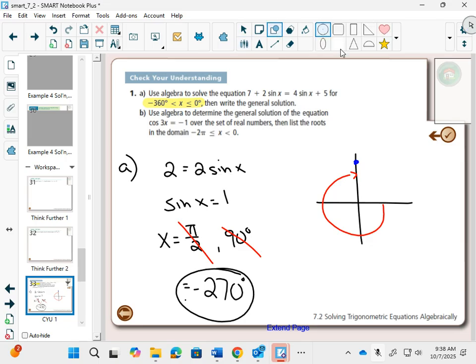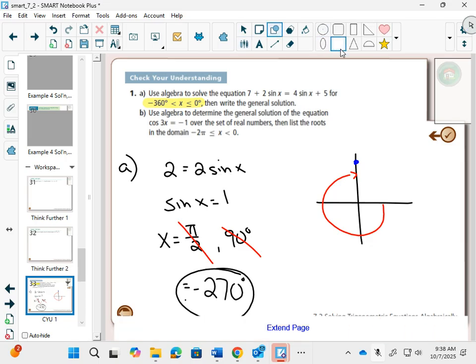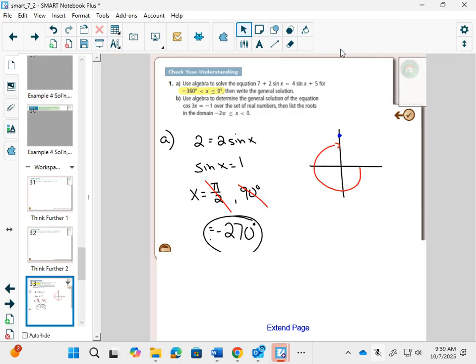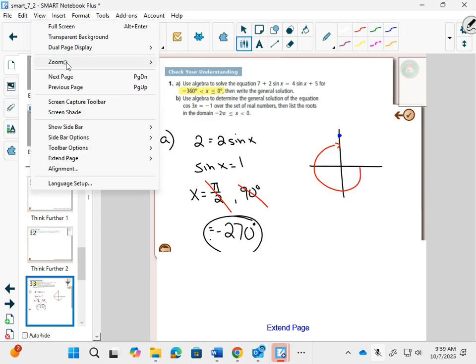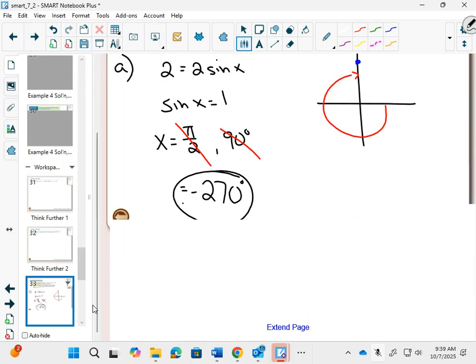And then the question says, we also want you to write the general solution. General solution says, first, solve between 0 and 2 pi. Except in this question, what should we do? Because it's degrees, we should first solve between 0 and 360. You did that. You got 90, right? We also got negative 270.